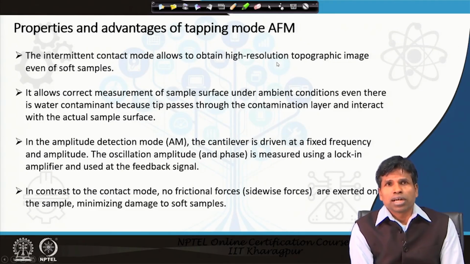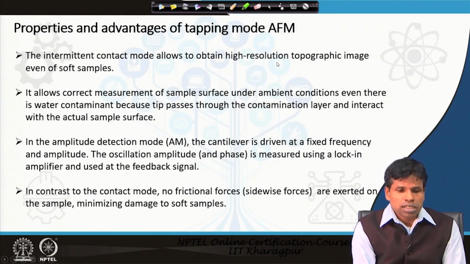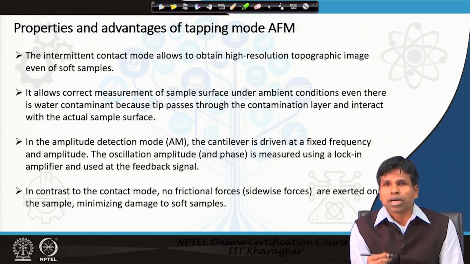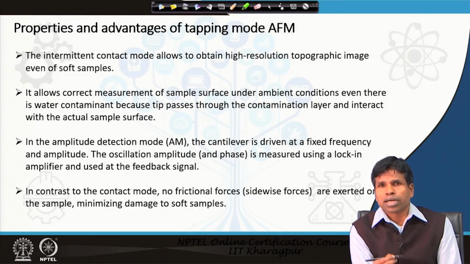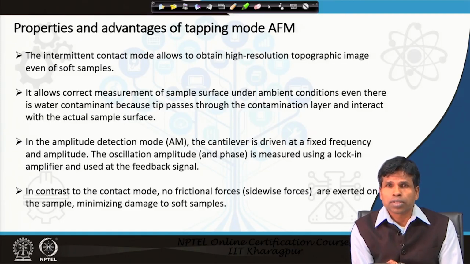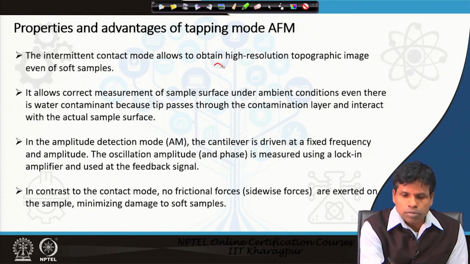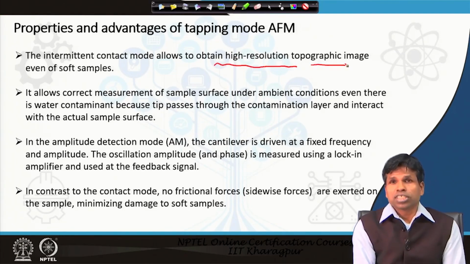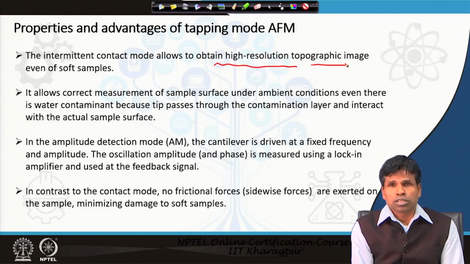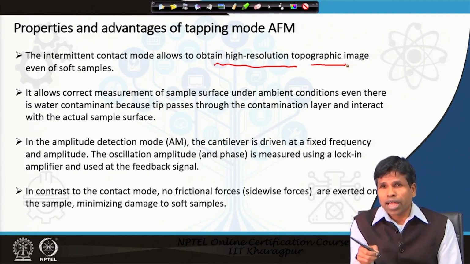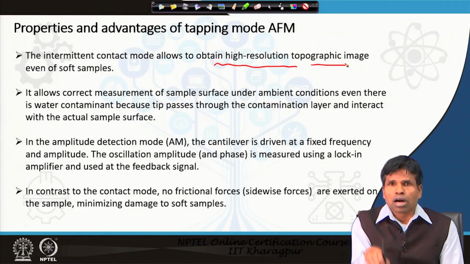The major properties and advantages of tapping mode AFM are as follows. This is an intermittent contact that allows us to obtain high resolution. As I said, it takes advantage of both contact mode and non-contact mode. Contact mode has the advantage of providing a high resolution image, and therefore tapping mode can also provide high resolution images, even on soft samples. In contact mode, we cannot use soft samples because the tip will damage the sample surface, but here the tip is touching periodically with vertical movements, so it will not do any damage. Lateral force will not act there, because the tip is going in the vertical direction.